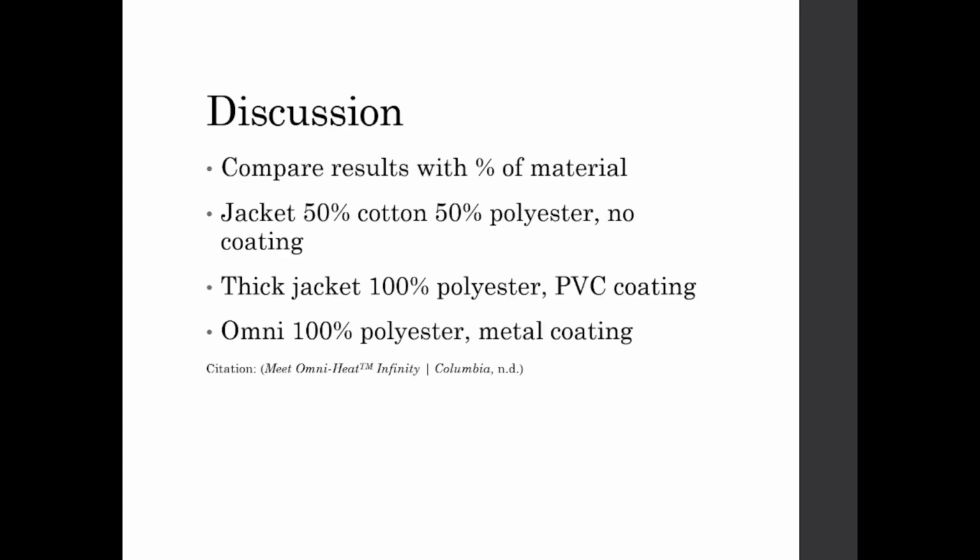The point of this experiment is to compare our results of H and R with the percentage of material. Our RA jacket is 50% cotton and 50% polyester with no special coating. The thick jacket is 100% polyester with a PVC coating, and the OmniHeat jacket is 100% polyester but with a metal coating, either gold or silver, and this can be seen on Columbia's website for OmniHeat.